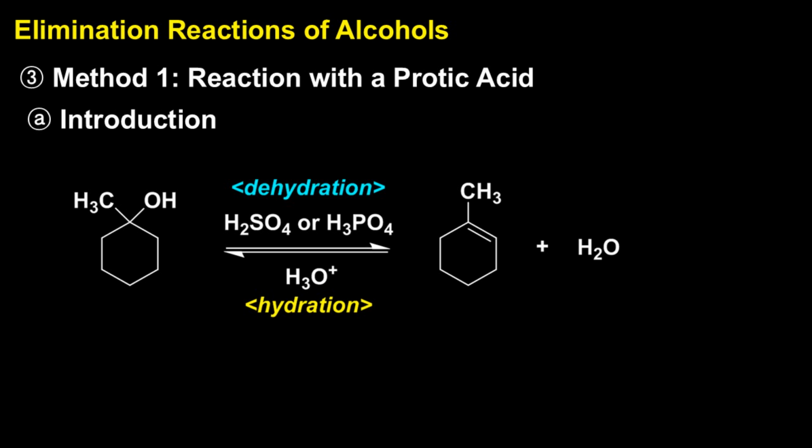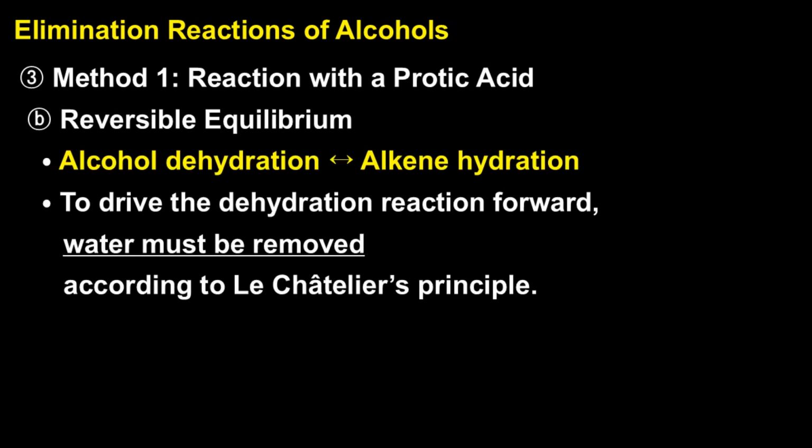This process is actually reversible. Under acidic conditions, you can go the other way and hydrate the alkene to get the alcohol back. Now, here's something important to keep in mind. This reaction is in equilibrium. You can go from alcohol to alkene, which is dehydration, but you can also go the other way, from alkene back to alcohol through hydration.